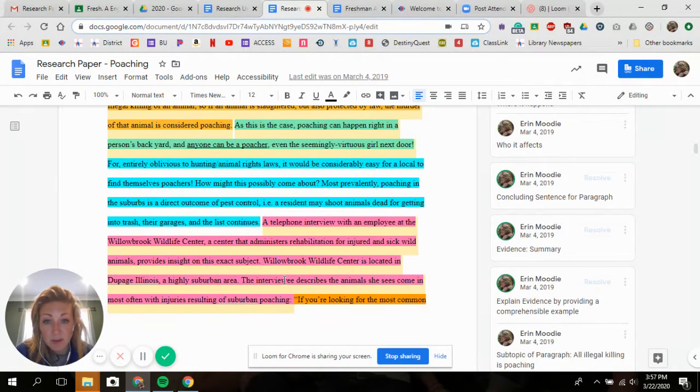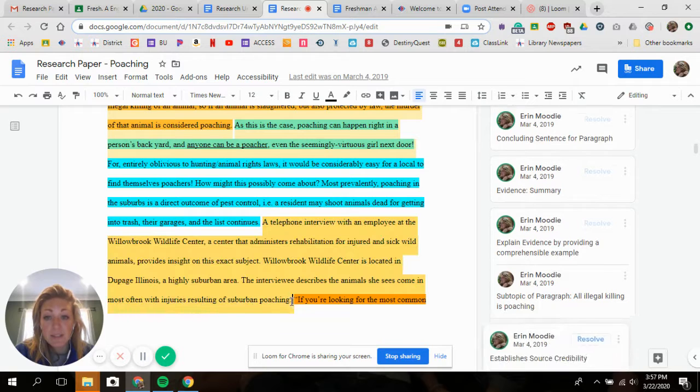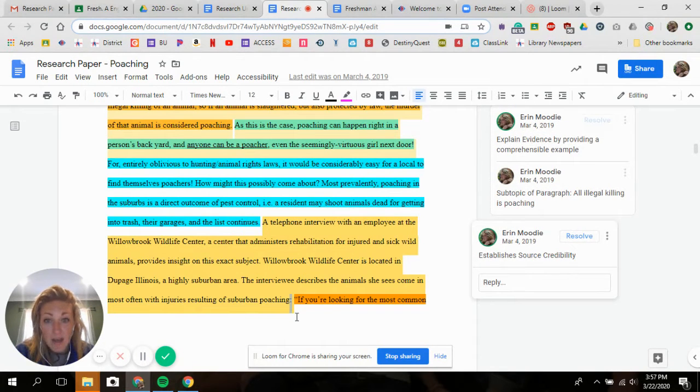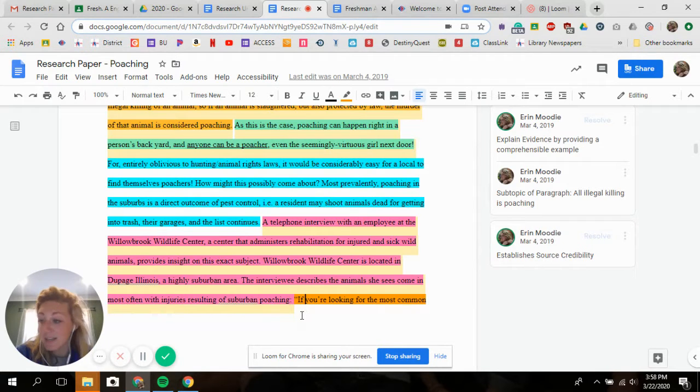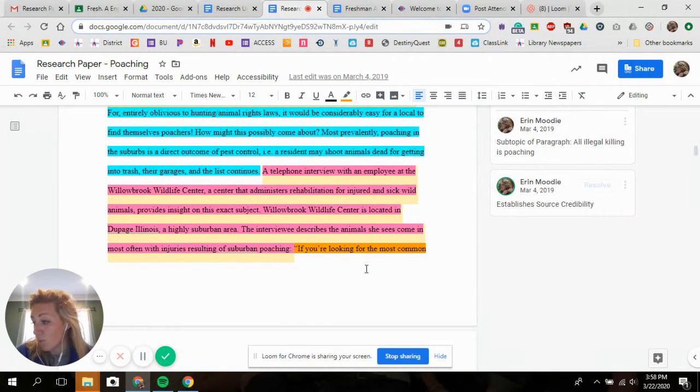The interviewee describes the animal she sees come in most often with injuries resulting from suburban poaching. And then they have a colon here because that could be a complete sentence, but it's actually introducing their quote. So it is a quote weave. If you could replace this with a period, then you know it's correct, but it cannot be a period, otherwise it's wrong. Okay, so that is using a complete sentence with a colon to then introduce the direct quote. So that's one way that you can have a variety of quote weave styles.